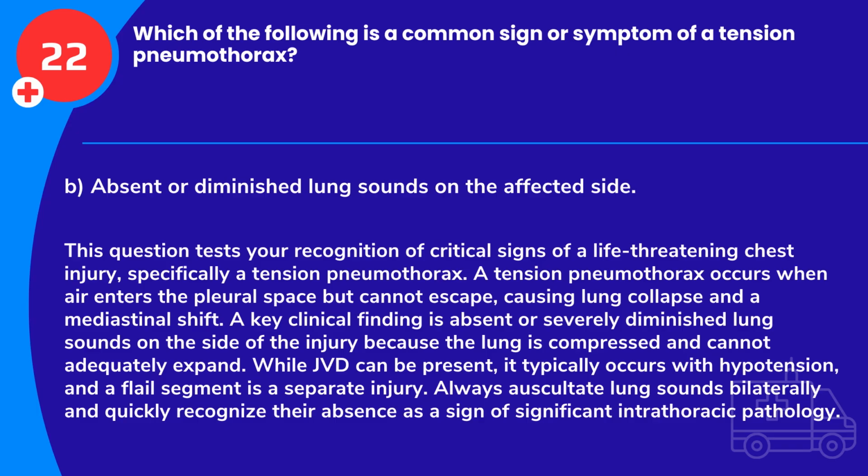A key clinical finding is absent or severely diminished lung sounds on the side of the injury because the lung is compressed and cannot adequately expand. While JVD can be present, it typically occurs with hypotension, and a flail segment is a separate injury. Always auscultate lung sounds bilaterally and quickly recognize their absence as a sign of significant intrathoracic pathology.